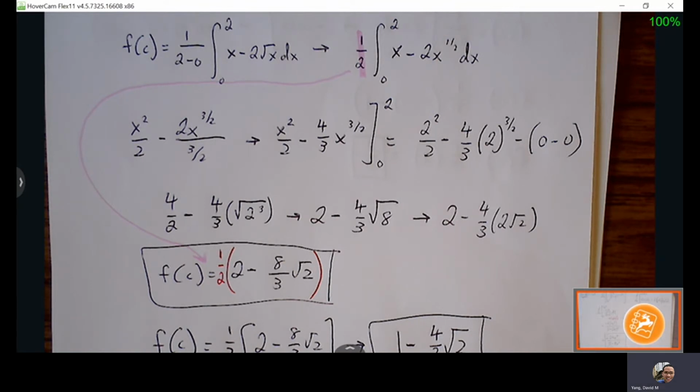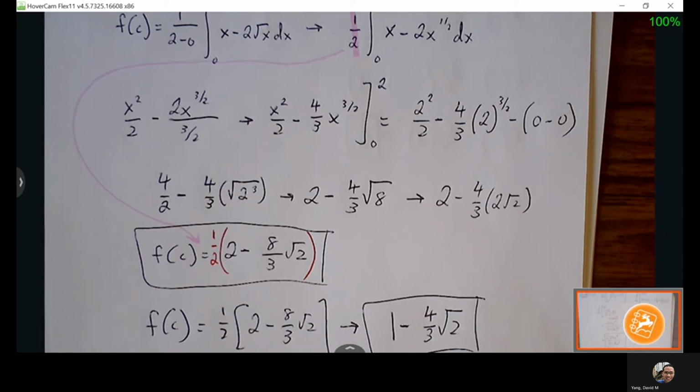Now, as you spend your time cleaning up your integral process, don't forget that 1 half is still playing a role. That 1 half is going to get multiplied in after you clean up your integral. Okay. 2 to the 3 halves is the same thing as square root of 8. The square root of 8 can be cleaned up to be 2 root 2. So I get 2 minus 8 root 2 over 3. But I have to make sure I involve my width component, so times 1 half. That gets me down to 1 minus 4 root 2 over 3.